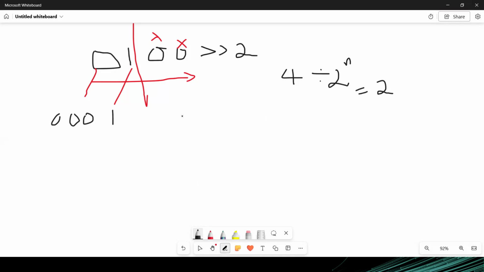And so if you look at this now, this was 4. So here we are doing 4 divided by 2 raised to power 2, because here the number of shifts is 2. 2 raised to power 2 will be 4. So 4 divided by 4 will give us what? Will give us 1. And that's what we got here. This is the binary representation of 1.